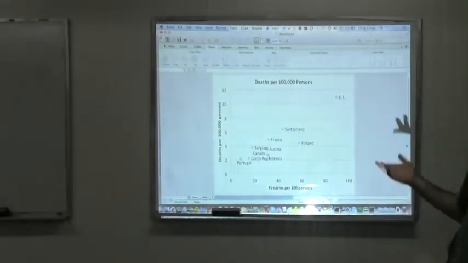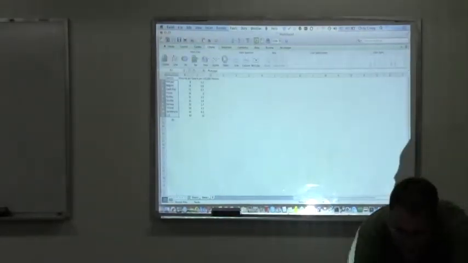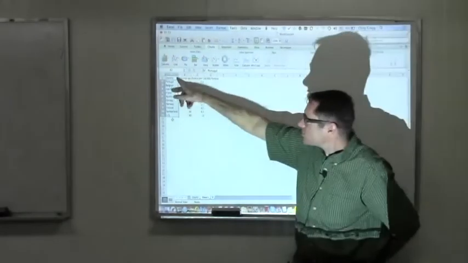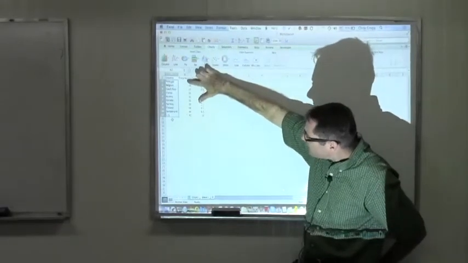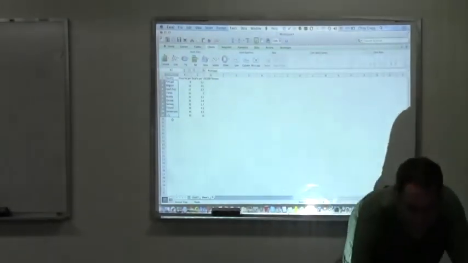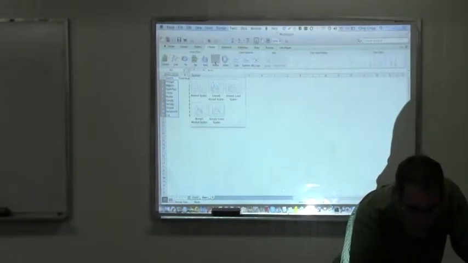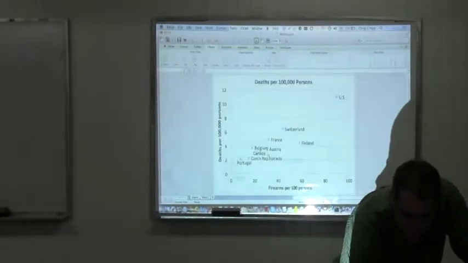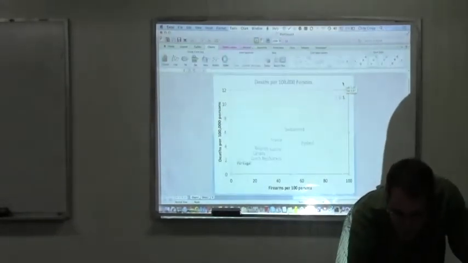But what you can do in Excel, let me show you the actual data, right? The data looks like this. I just put a little chart: the country, firearms per 100 persons, and then deaths per 100,000 people. I entered the data in there, and I selected the scatter plot up here, and I actually just put a marked scatter. This is Excel, yeah. You can do it with free versions too, like Open Office or something like that.